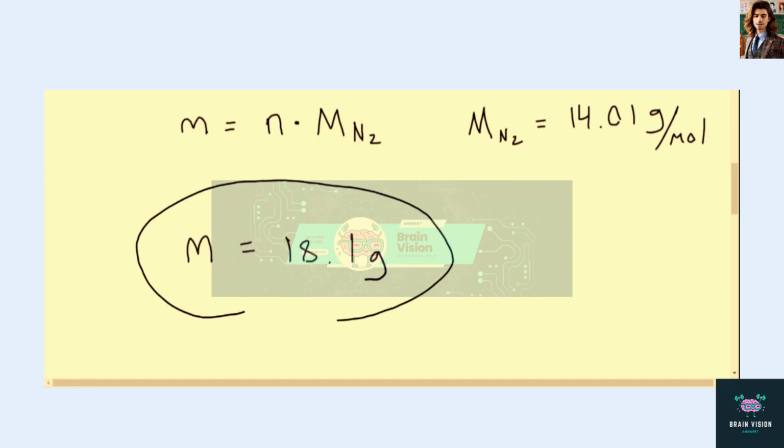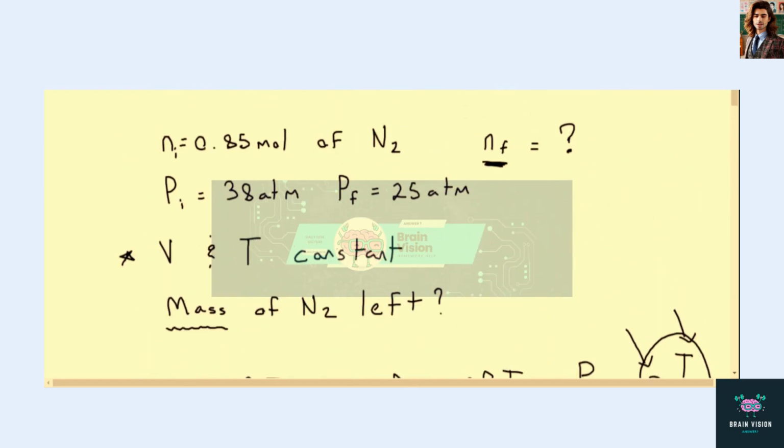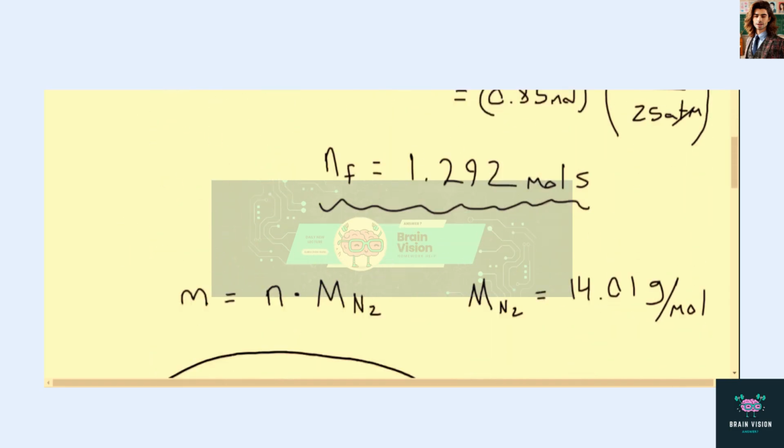So just to summarize, we figured out how much mass of nitrogen was left in our leaking nitrogen tank by knowing the initial and final pressures, and also knowing that the volume and temperature of the tank were kept constant during that time.